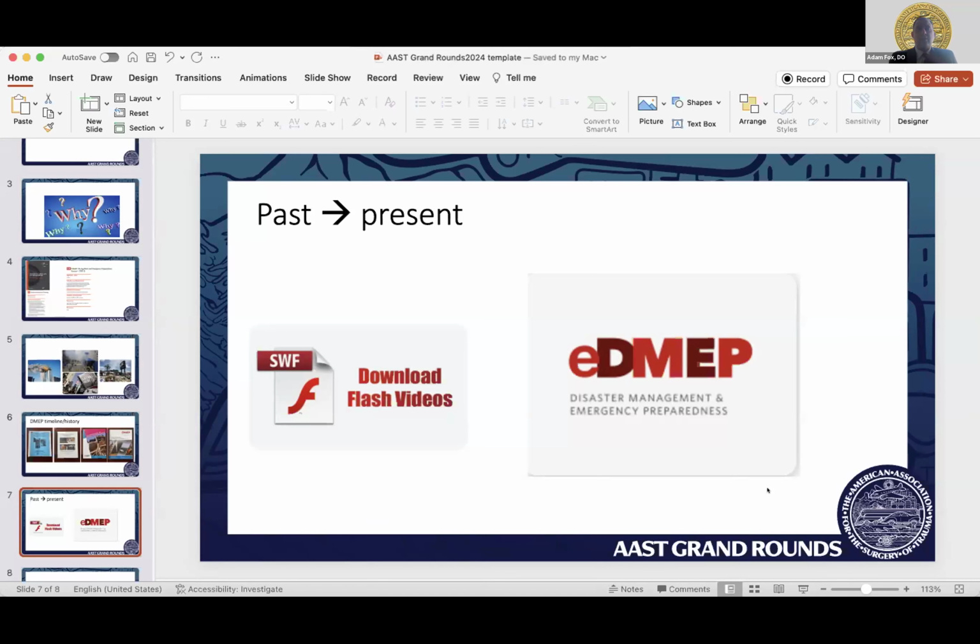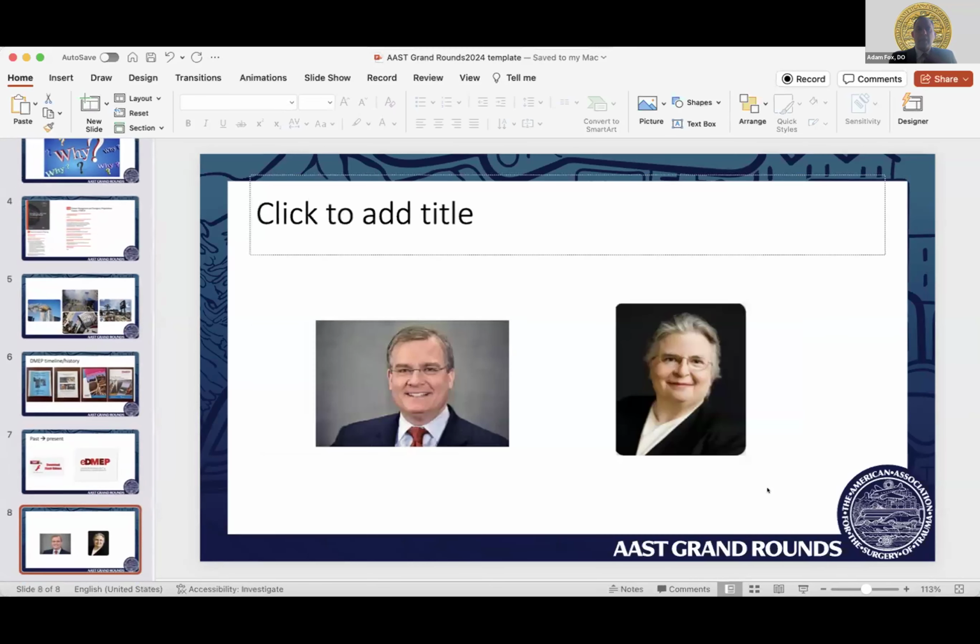We're going to spend the rest of our time talking about E-DMEP and how it could be beneficial for you and your groups in making sure that we prepare appropriately for all disasters.